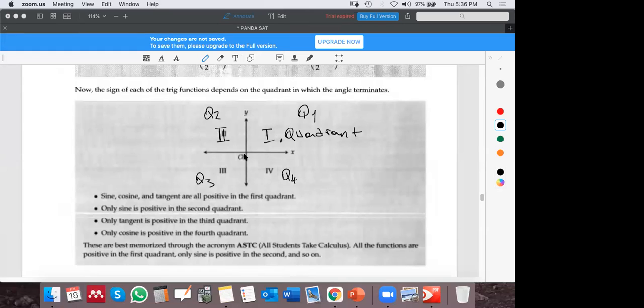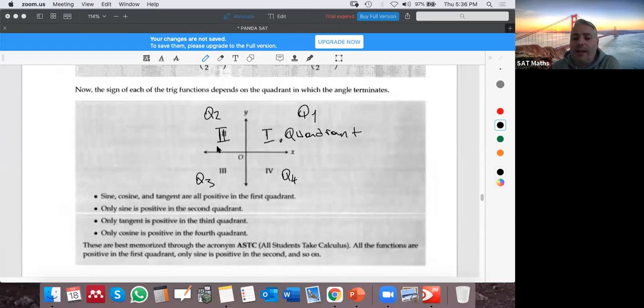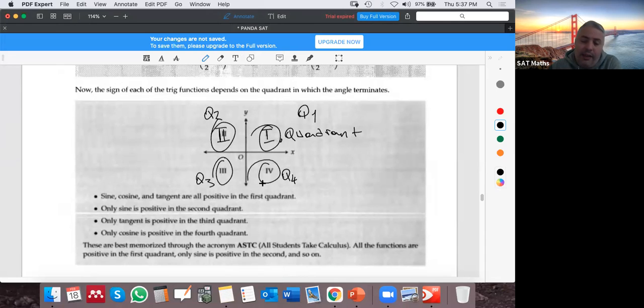Okay. So whenever we have the XY coordinate system, from 0 to 90 degrees is called the first quadrant. 90 to 180 is called the second quadrant. Here third, and here the fourth quadrant. And here in this quadrant, let me draw it one more time. We have some important things.